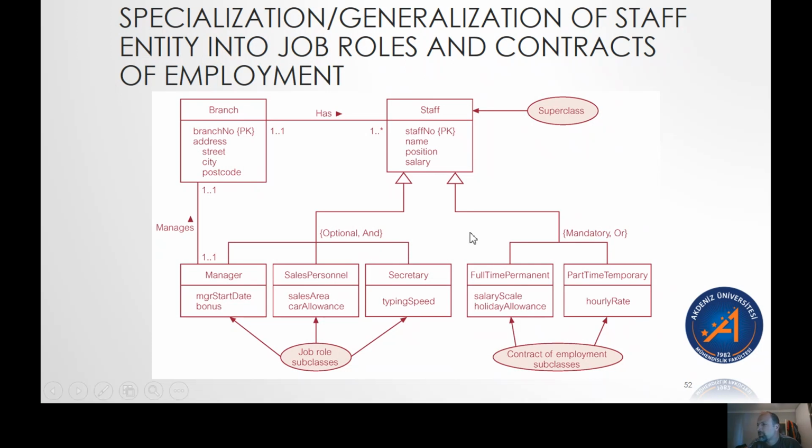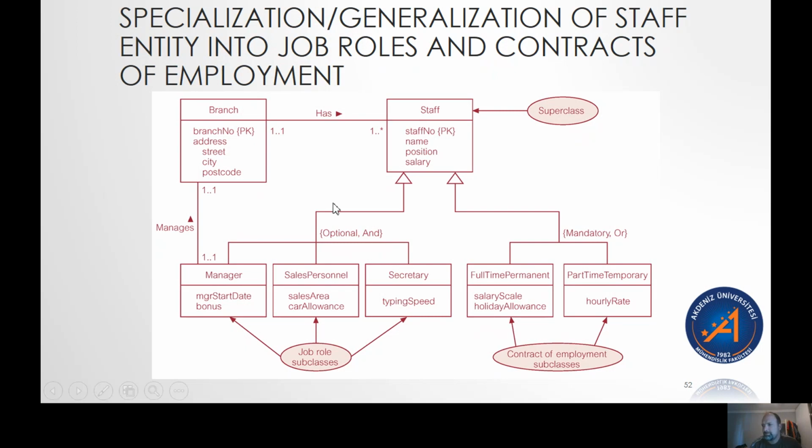And so there are 4 different possible combinations, right? You could have optional and, optional or, mandatory and, mandatory or. You will need to know what the 4 different combinations would mean.